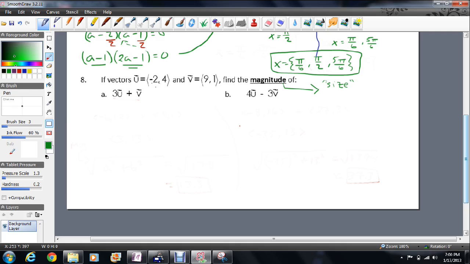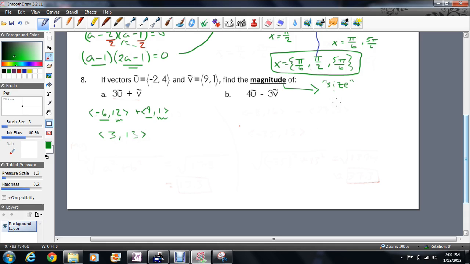So it's telling you that it's in this direction of -2, 4. Not only that direction, but it also gives you a size. So that's what we're going to find here. So anyways, let's do the vector operation first. So 3 times u is -6, 12, plus vector v. Vector v is just 9, 1. -6 plus 9 gives us +3. 12 plus the 1 gives us 13.